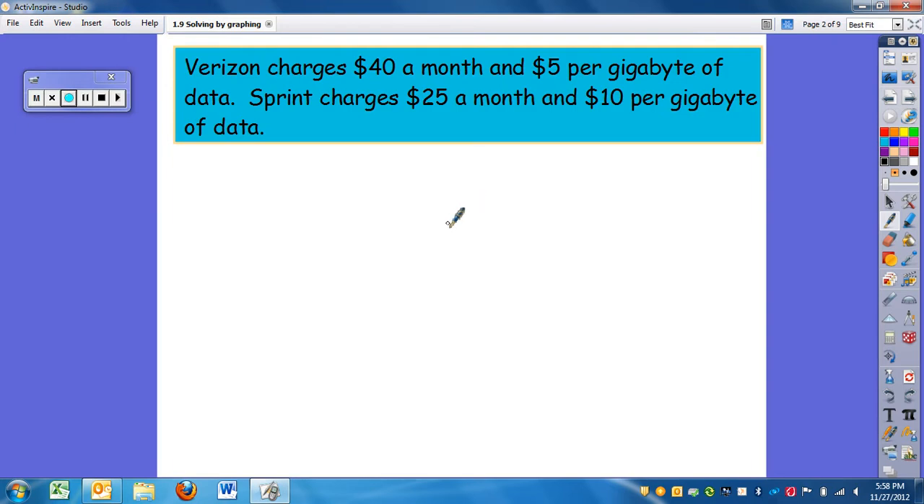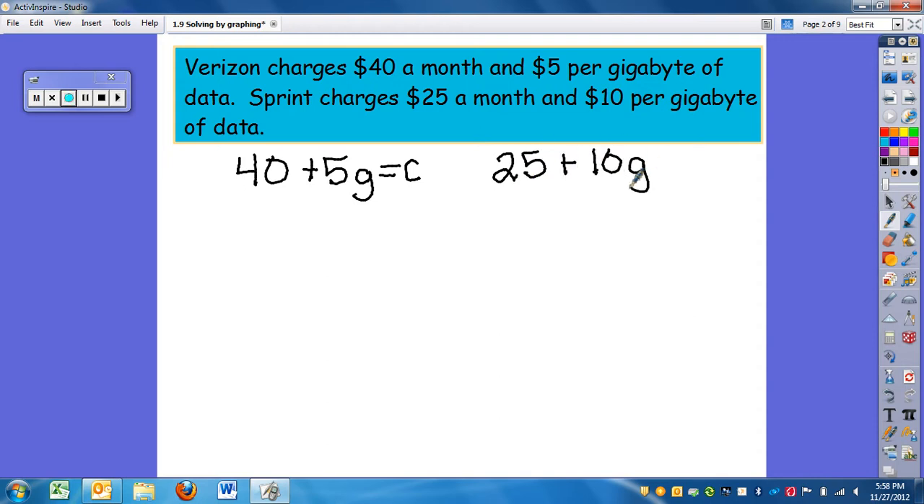So why do we need systems of equations? Well, here's an example where you would use a system when you're comparing two cell phone companies, Verizon and Sprint. Verizon charges $40 a month, plus $5 per gigabyte. You would use this equation to figure out your total cost, or what you owe them. Sprint charges $25 a month, plus $10 per gigabyte, and that will give you your total cost.